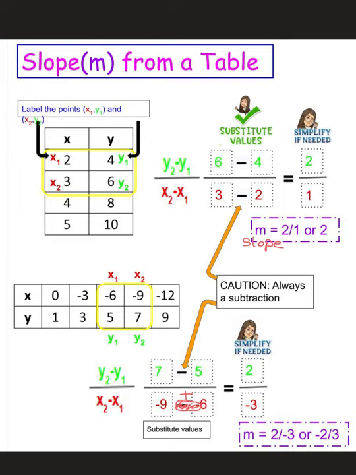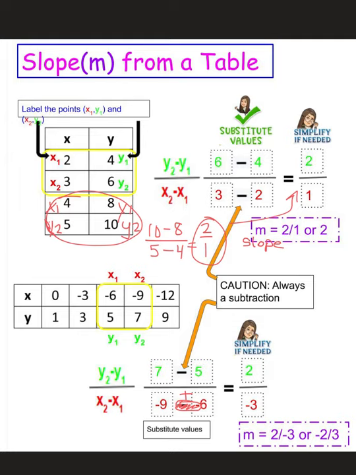Now I'm just going to show you real quick on this top table. If I decide to use these bottom 2 values, okay, so x sub 1, x sub 2, sorry, and y sub 1, y sub 2. Substitute, so y sub 2 is 10 minus y sub 1 is 8, x sub 2 is 5 minus x sub 1 is 4. When I subtract that, 10 minus 8 is 2, 5 minus 4 is 1. Simplified, I end up getting the same slope.